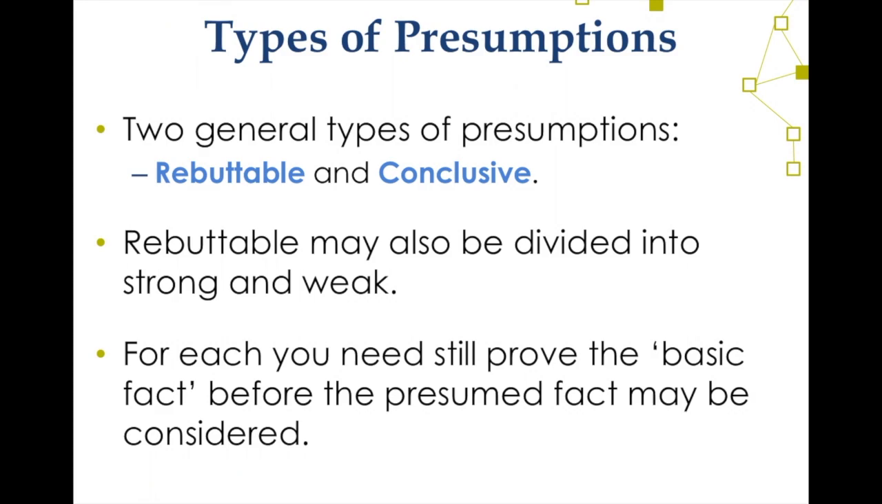There are 2 types of presumptions, rebuttable and conclusive. A rebuttable presumption may also be divided into strong and weak. For each, you still need to prove the basic fact before the presumed fact can be considered.